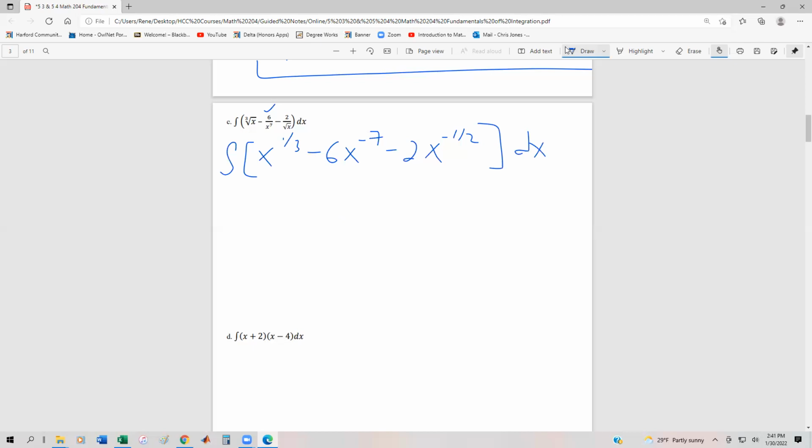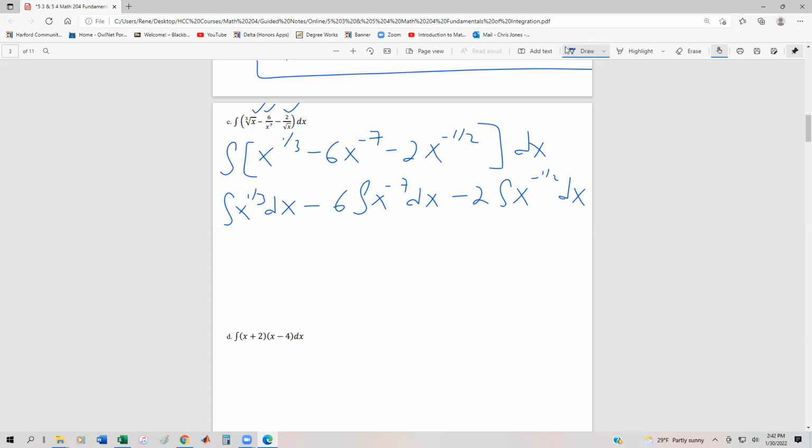dx. Okay, so just like derivatives, what you're going to do is prepare it for integration by using the same algebraic techniques. Now you can split it up if you want into 3 separate integrals. So there's the integral of x to the 1/3 dx, minus 6 times the integral of x to the -7 dx, minus 2 times the integral of x to the -1/2 dx.